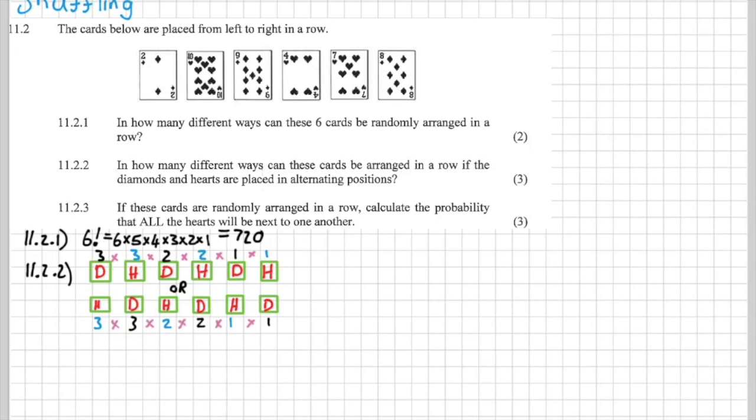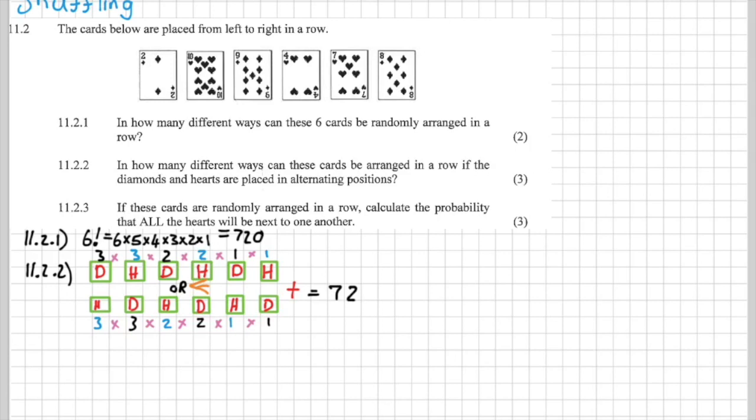And because of that secret little word there in the middle, we're going to add them together. So if I get the total, there are 72 different ways that we could place the diamonds and the hearts in alternating positions. Be careful of just thinking about 1 option. There's actually 2.